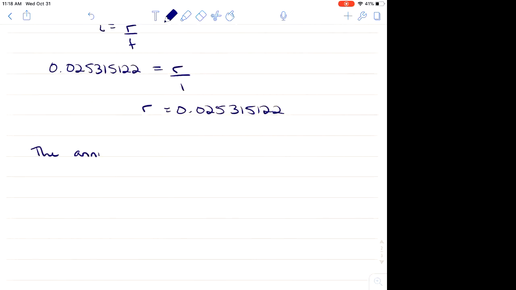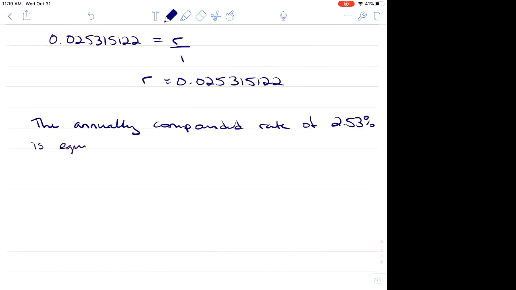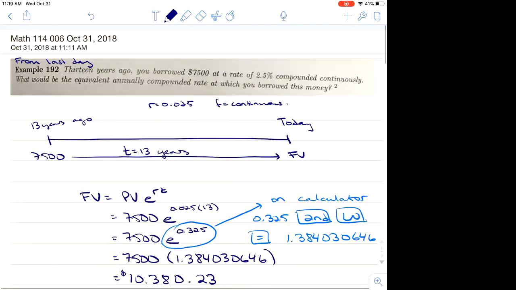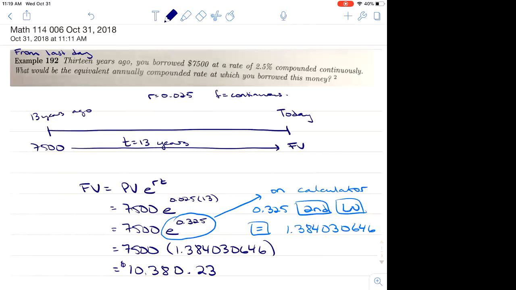The annually compounded rate of, let's say, 2.53%, going to 2 decimal places, is equivalent to, what was the original question? To 2.5% compounded continuously. That's not that big of a difference, right? It's kind of weird that something continuously compounding doesn't actually change that much, versus an annual compounding of 2.53% is what we would need to get to that same future value. So there's not actually a huge difference.